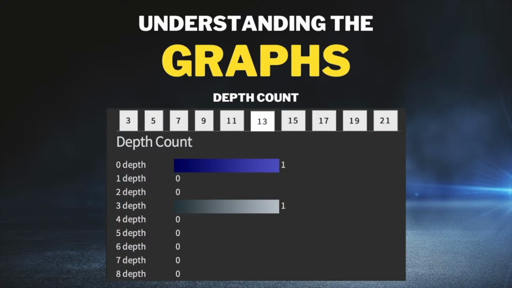The depth count simply shows you the results and what depth those results have gone to. In this case, there are 2 results being recorded. One went to a depth of 3, meaning it missed the highlighted section 3 times in a row before landing on it. The second result says 0 depth, which means it went straight to the highlighted section.